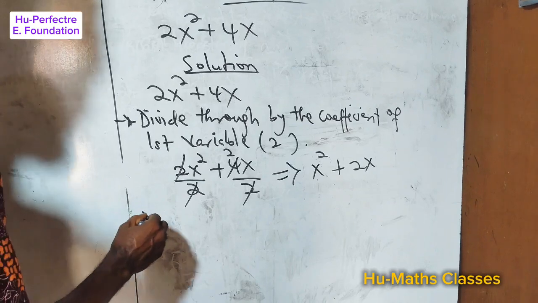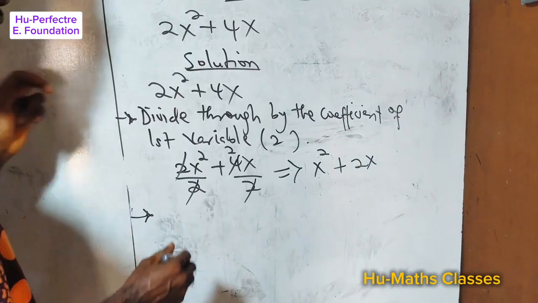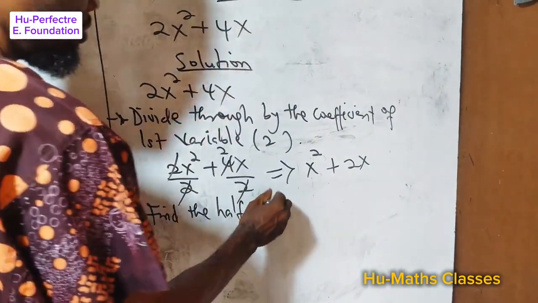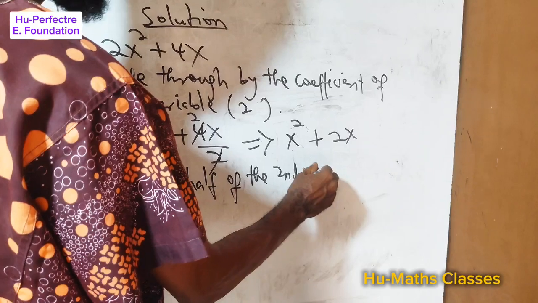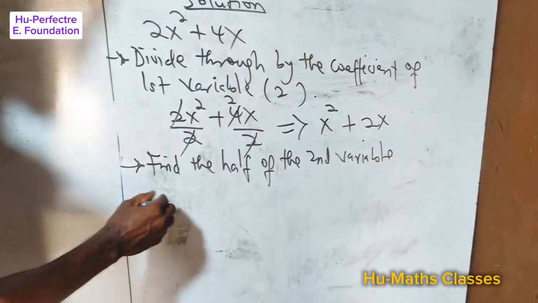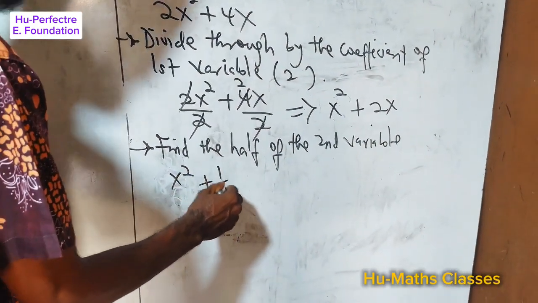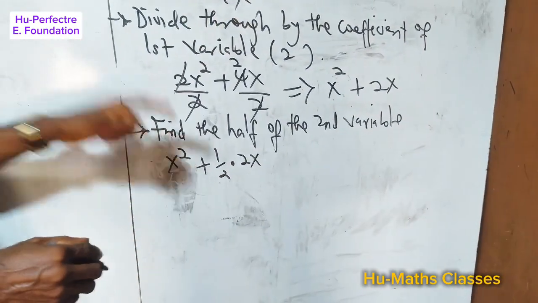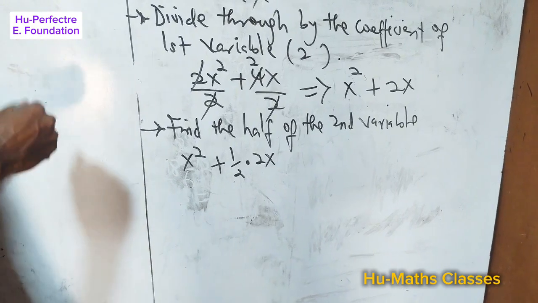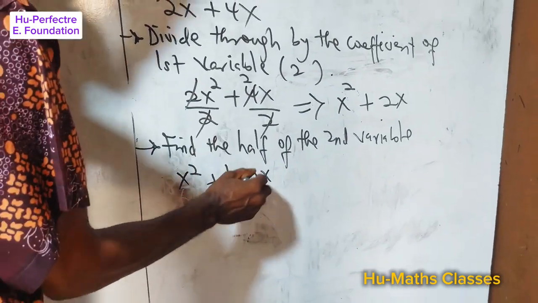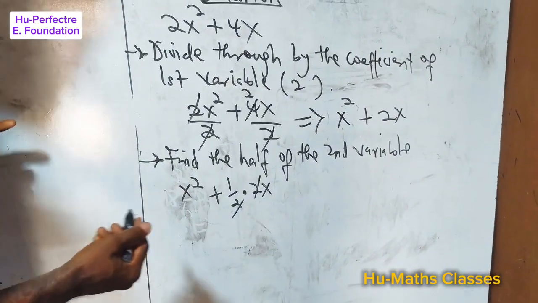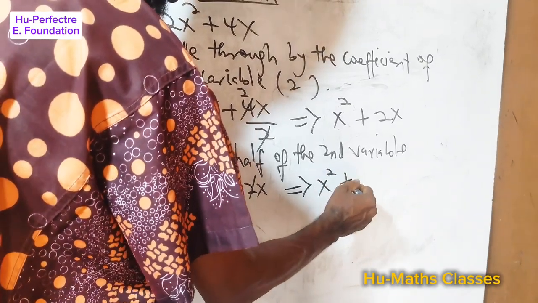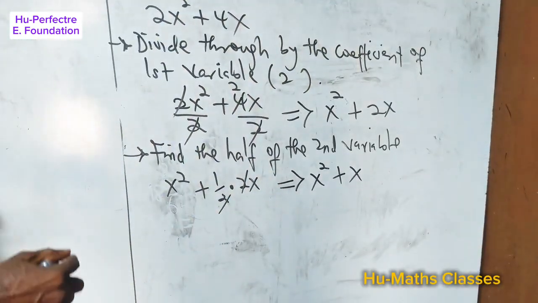The next step is to find the half of the second variable. That will become x raised to the power 2 plus 1 over 2 times, I'm using a dot as my times, 2x, which is the half of the second variable. In that case, the two cancel out the other 2, so what we have next is x raised to the power 2 plus x. That is what is left.